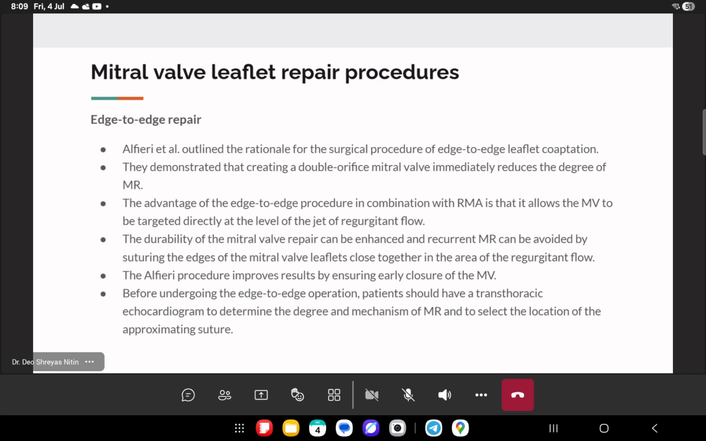The durability of the mitral valve repair can be enhanced and recurrent mitral regurgitation can be avoided by suturing the edges of the mitral valve leaflets close together in the area of regurgitant flow. The Alfieri procedure improves results by ensuring early closure of the mitral valve. Before undergoing the edge-to-edge operation, patients should have a transthoracic echocardiogram to determine the degree and mechanism of mitral regurgitation and to select the location of the approximating suture.